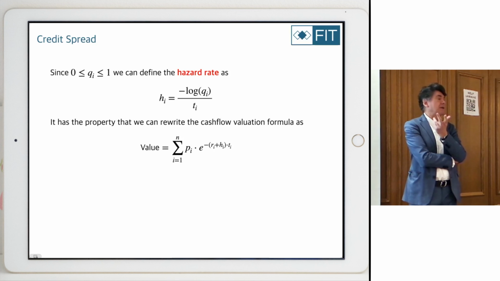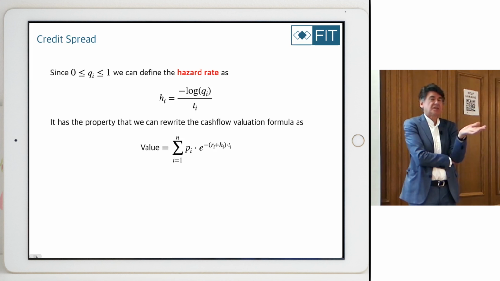So could it be that I can now redo everything, just simply taking into account that the rate might be different for different counterparties? Wouldn't that be the case? And the answer is yes, to some extent.